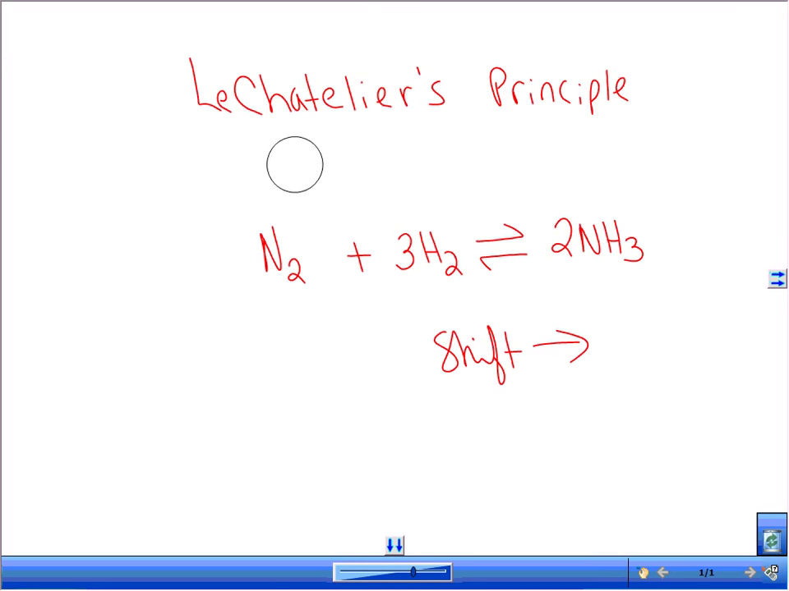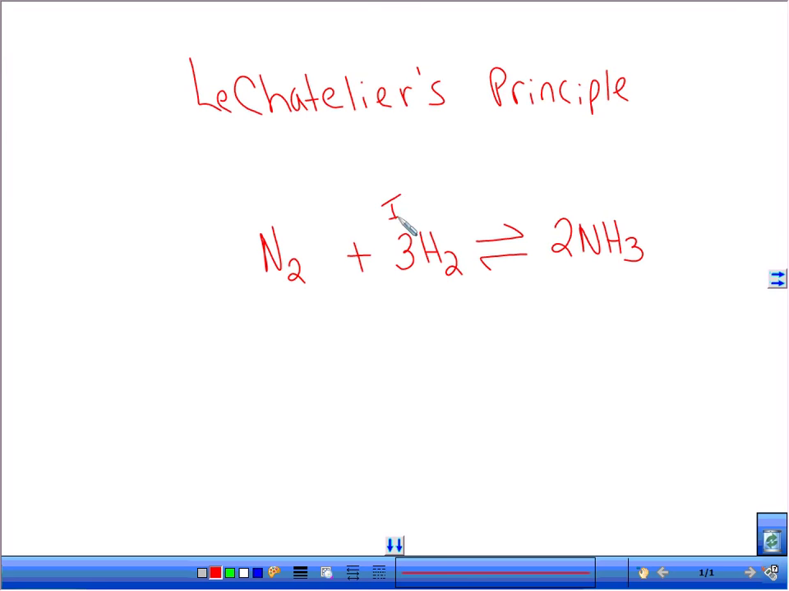And if we were to increase the H2, the same thing is going to happen. It doesn't like that, so in order to get back to equilibrium, it's going to need to get rid of this. The way it gets rid of the H2 is by reacting with the N2. So again, this is going to shift to the right, and the NH3 is going to increase and the N2 is going to decrease. So that's really all LeChatelier's is talking about: shifting based on some sort of stress.